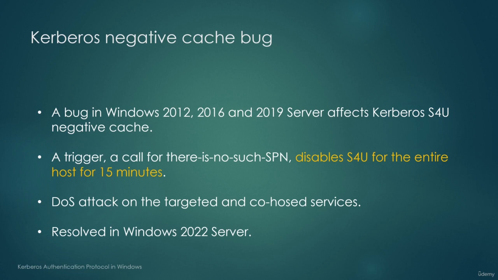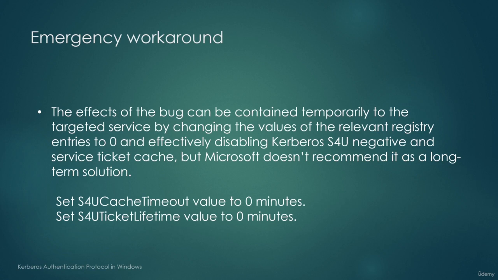In Q3 2021, Microsoft confirmed that Windows 2022 server was released without the bug, and that the bug was resolved for Windows 2016 and 2019 servers through a patch release in Q4 2020. The effects of the bug can be contained temporarily to the targeted service by changing the values of the relevant registry entries to 0 and effectively disabling the Kerberos S4U negative cache and service ticket cache. But Microsoft doesn't recommend it as a long-term solution.